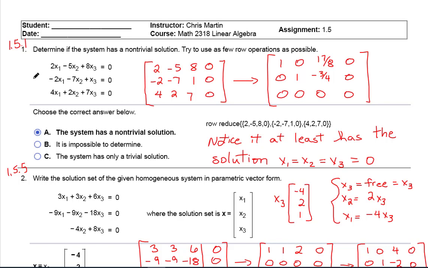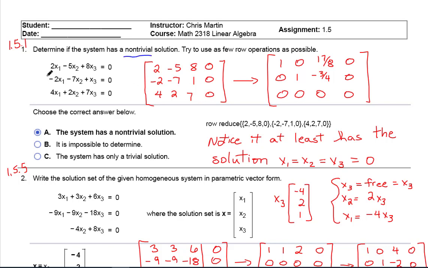In question 1 here, we want to determine if the system has a non-trivial solution. Well, one thing you can notice about this is it does at least have one solution, which is the trivial solution. Because if x1, x2, and x3 are all 0, well, clearly that would solve this particular system. So the question is, does it have a solution that is non-trivial?